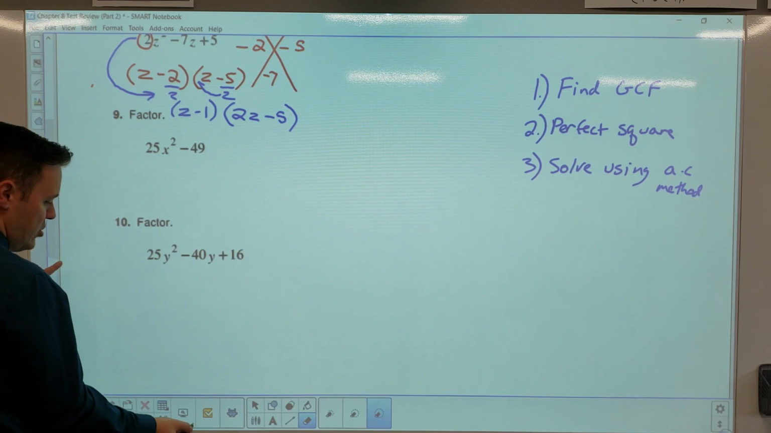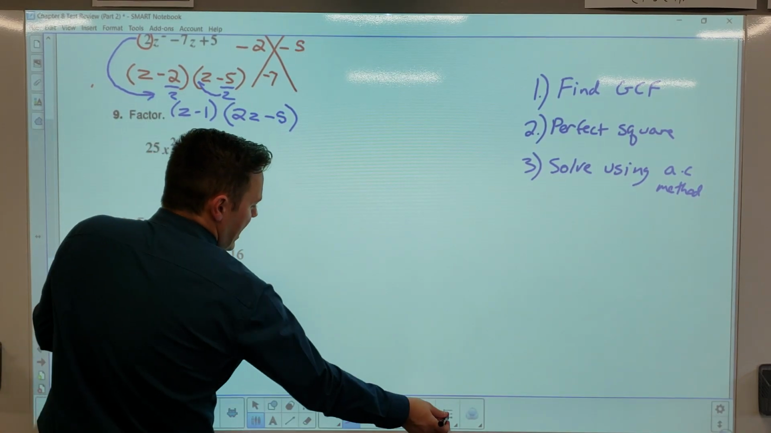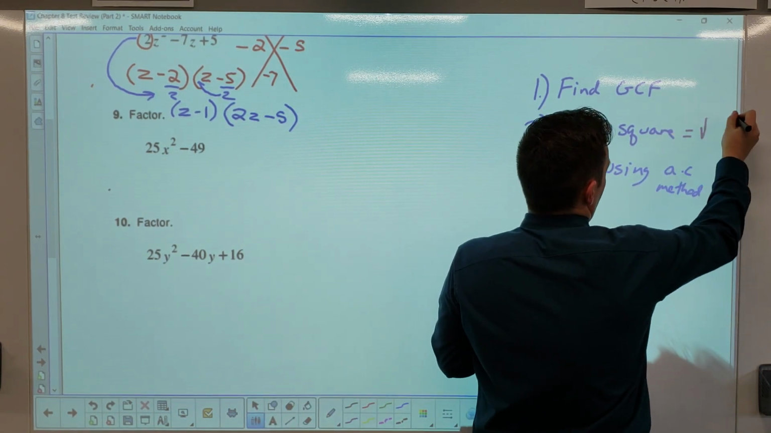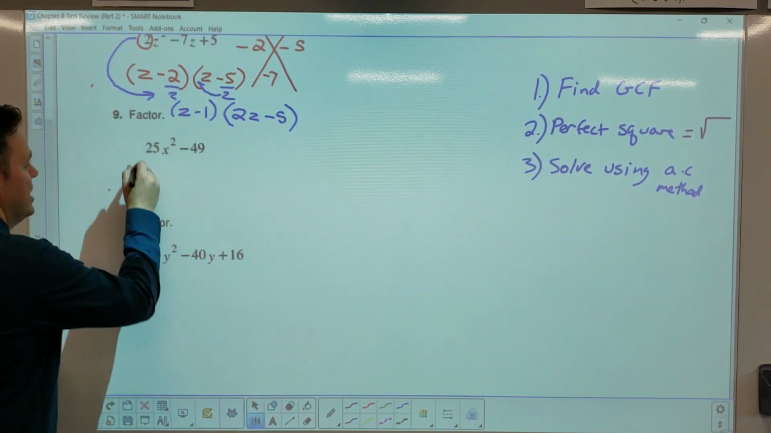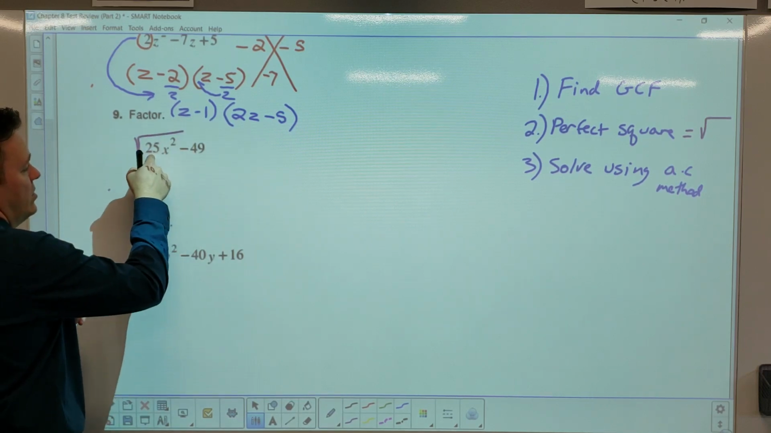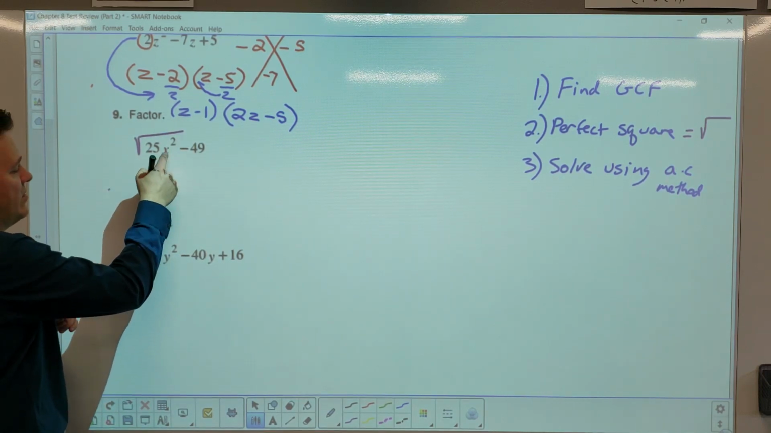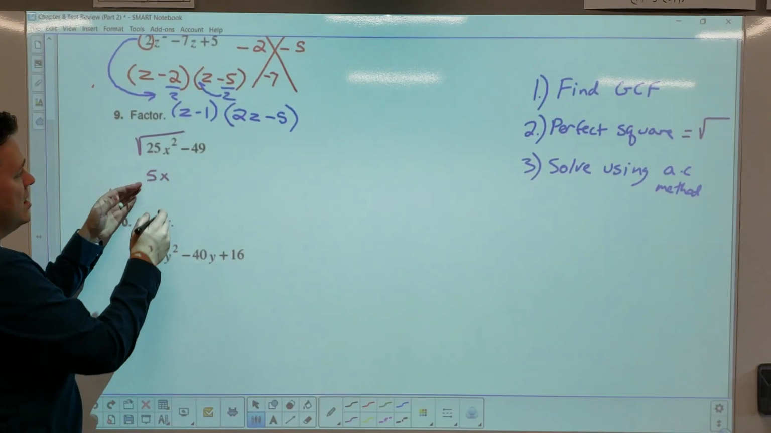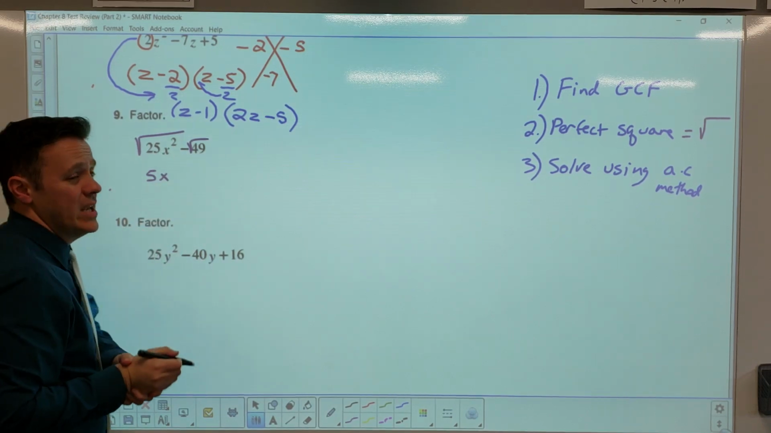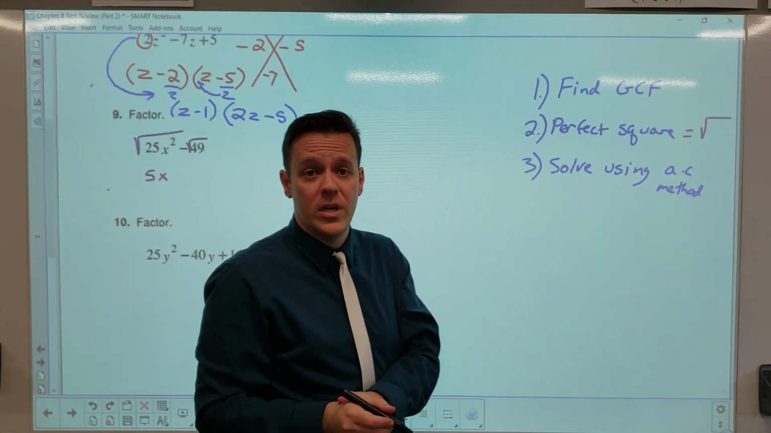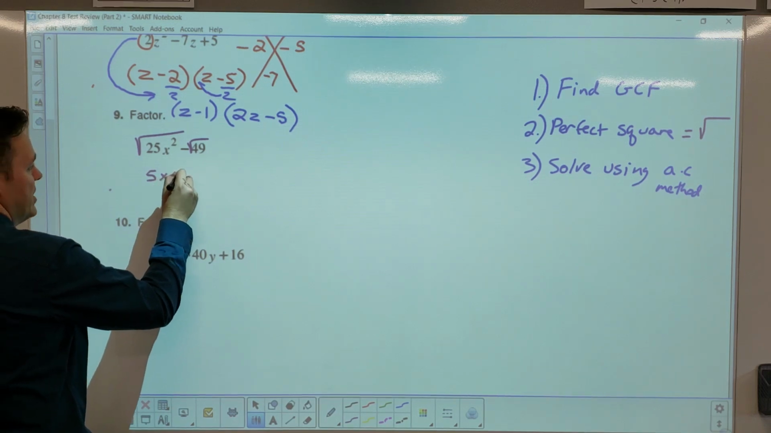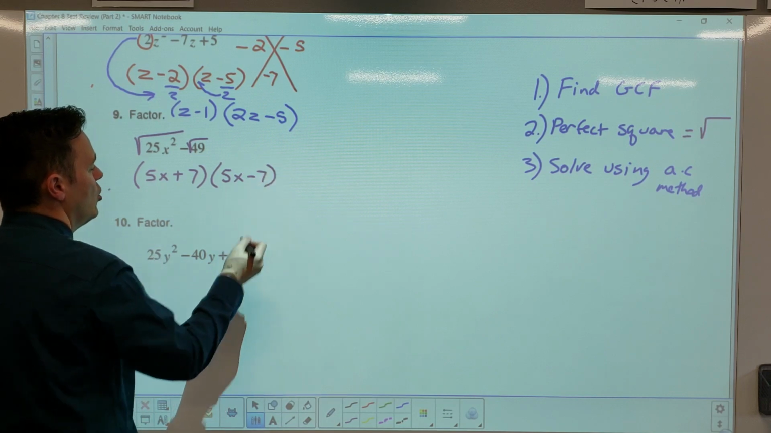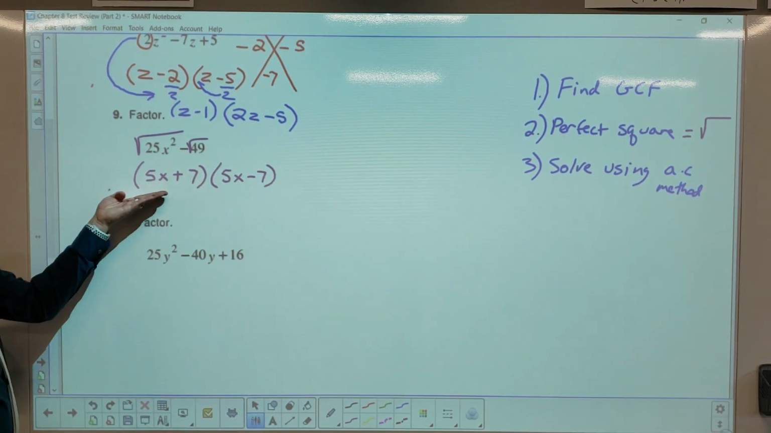The first thing I want to make sure you guys do is ask yourself, can you find the perfect square, which means can you take the square root? Can you take the square root of this? Well, square root of 25 is 5. Square root of x squared is x. And then can you take the square root of 49? The answer to that would be yes, square root of 49 is 7. So ladies and gentlemen, you are done. There's a rule that talks about perfect squares, that this is how the answer would go.